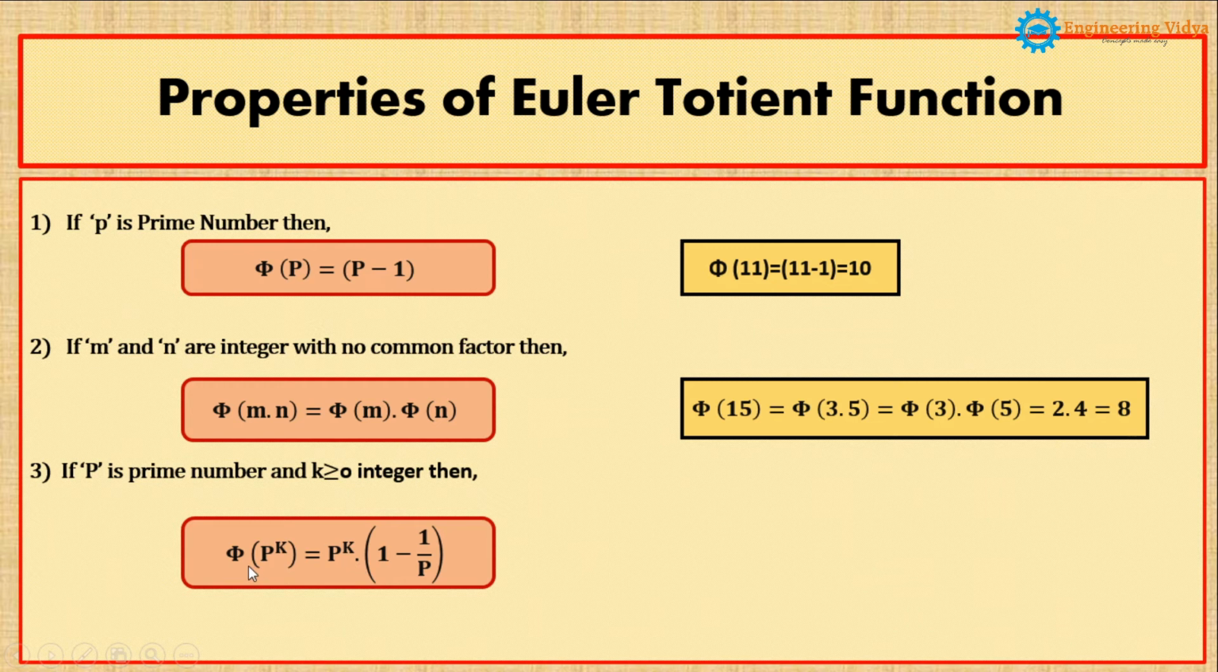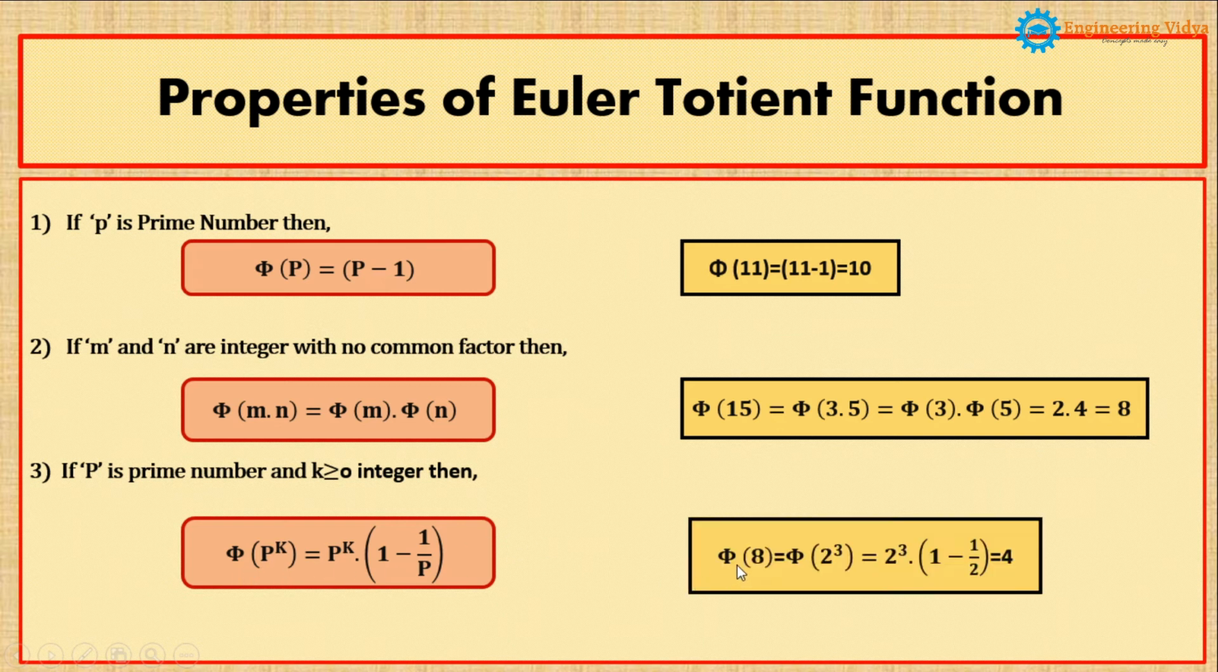This property says that if you have the format of p raised to k and you need to find the Euler-Totient function of p raised to k, then you can apply the formula p raised to k into 1 minus 1 upon p. So now we'll understand when we can apply this formula.